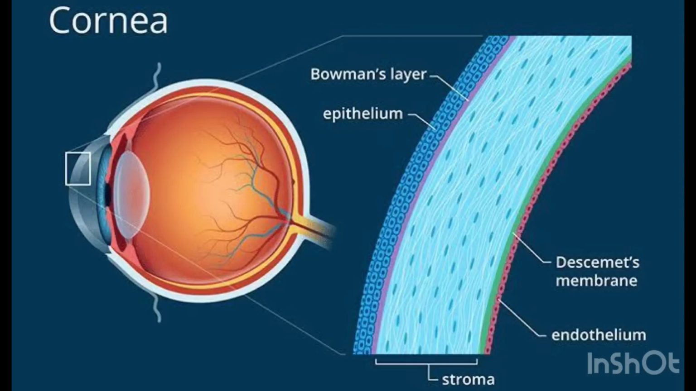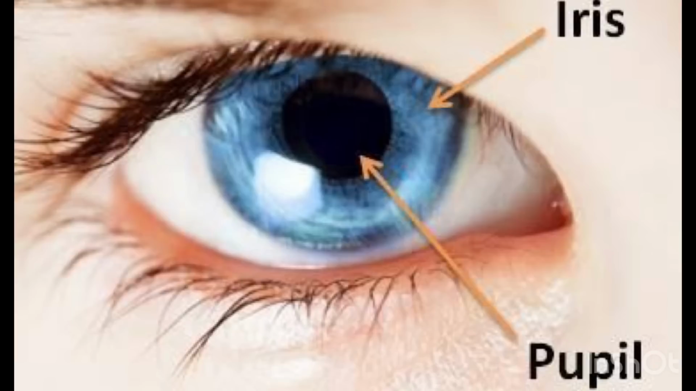Then the second one is the iris. The colored part of the eyes that controls the size of the pupil and thus regulates the amount of light entering the eyes.